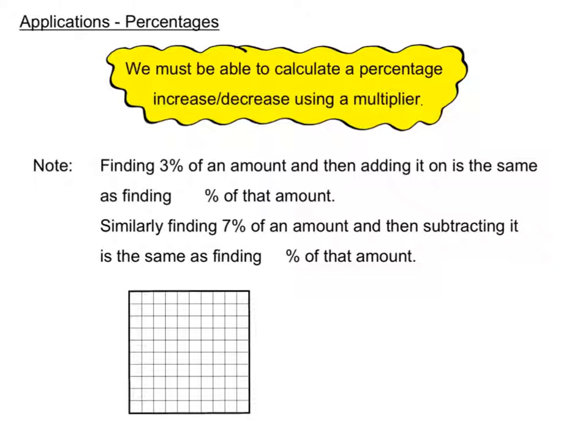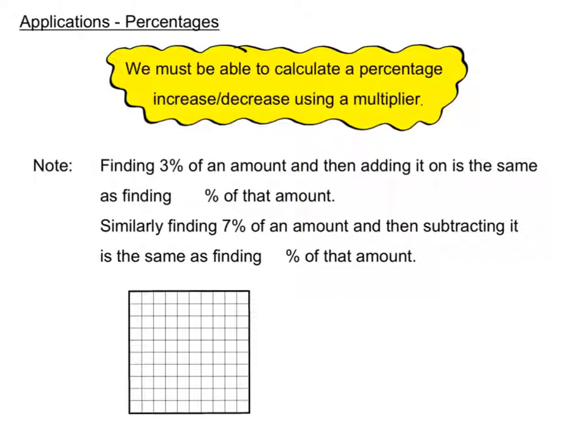In this section, we're going to look at how to calculate a percentage increase or decrease by using a multiplier. Before we do that, we're going to have a look at what it means to add on or take away a set percentage. So let's have a look at the first note here. Finding 3% of an amount and then adding it on is the same as finding what percentage of this amount.